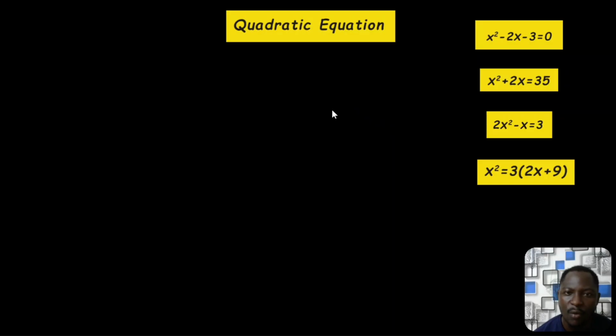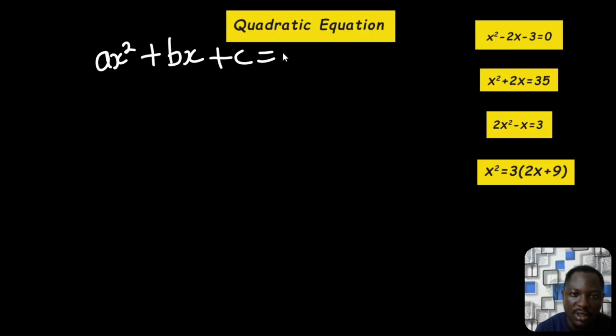Now, when we say a quadratic equation, if any equation is expressed in the form of ax squared plus bx plus c is equal to 0, then that equation is a quadratic equation. The a and the b are called coefficients of the x squared and then the x, whilst the c is called a constant.